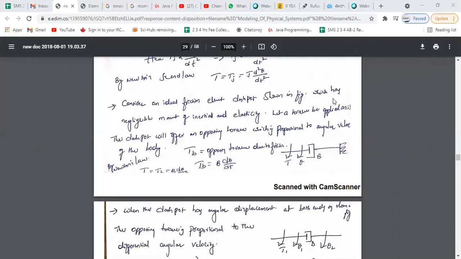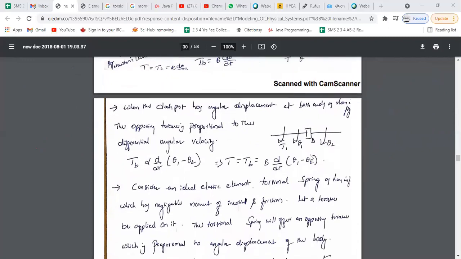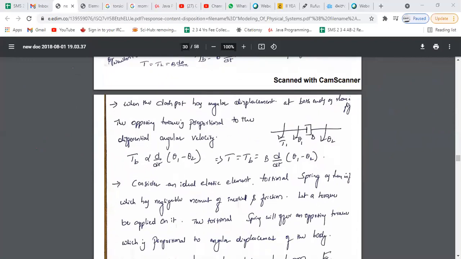Now, an idealized rotational friction element with two free ends, one and second. So it has two displacements, theta 1 and theta 2, similar to the translation system, x1 and x2. Then the opposing torque due to the rotational friction element is proportional to the resultant velocity, which is d theta 1 by dt minus d theta 2 by dt. And the proportional constant is like this.